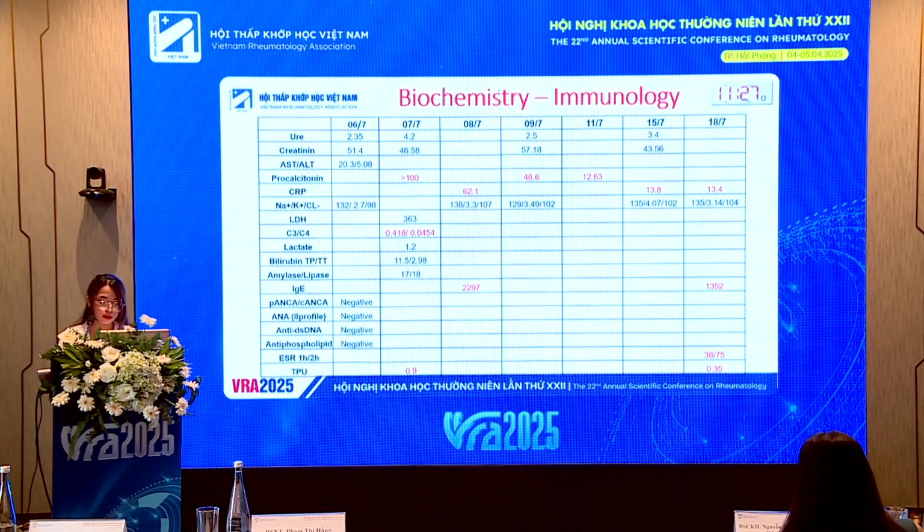CRP decreased from 62 milligrams per liter to 13 milligrams per liter, and the patient's serum IgE level was 2297 and subsequently decreased to 1355 after 10 days. Autoimmune markers such as ANA, dsDNA, and antiphospholipid antibodies, as well as ANCA, were all negative. There was a slight increase in proteinuria, but it did not exceed the nephrotic range. Parasitic tests were negative, and a kidney biopsy was performed in the patient's history, but no abnormalities related to the condition were observed.